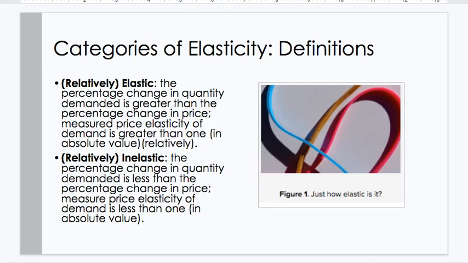Categories of elasticities. Definitions. Relatively elastic: the percentage change in quantity demanded is greater than the percentage change in price. Measured price elasticity of demand is greater than 1 in absolute value. Relatively inelastic: the percentage change in quantity demanded is less than the percentage change in price. Measured price elasticity of demand is less than 1 in absolute value.